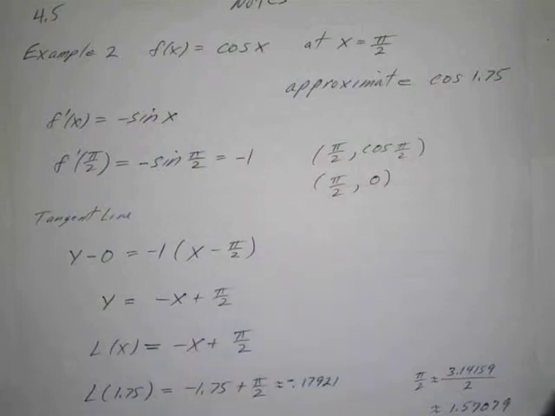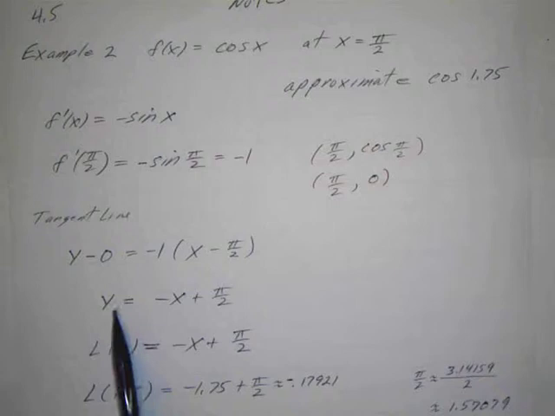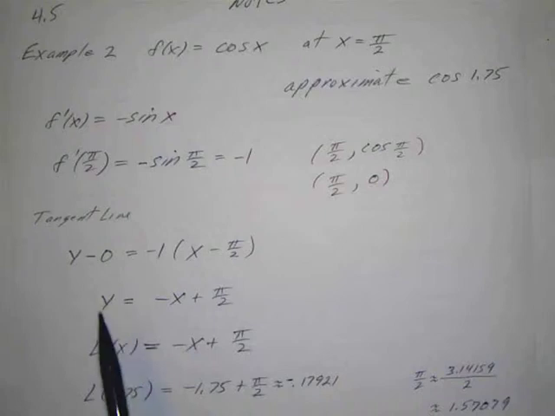And then I just solve it for y, which is easy enough. This 0 just drops out, and this is my negative x, plus pi over 2. So this is my equation of the tangent line in y form, and all I do is call this L of x, and this is the linearization. That's all there is to it. Very straightforward, okay? No problem. It's just a tangent line.